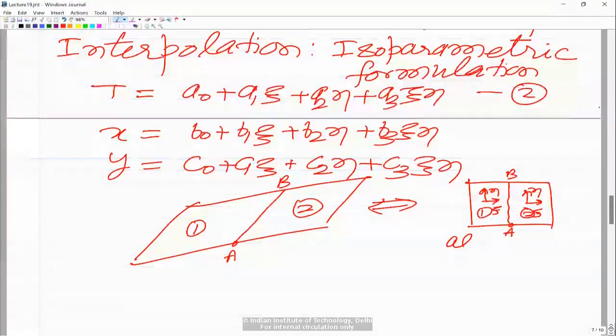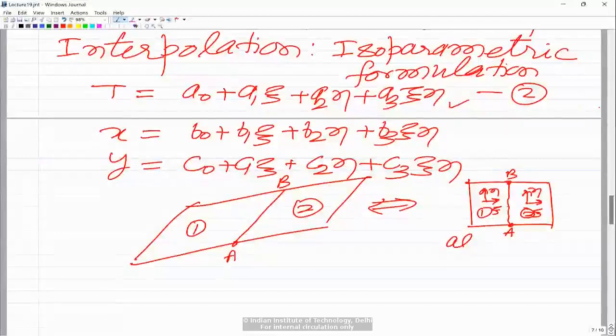So when you put xi equal to constant, either +1 or -1, you will see that T is going to be a linear function of eta, and at A and B we have the common values of temperature in both the elements, so we will get a unique variation of temperature along line AB.